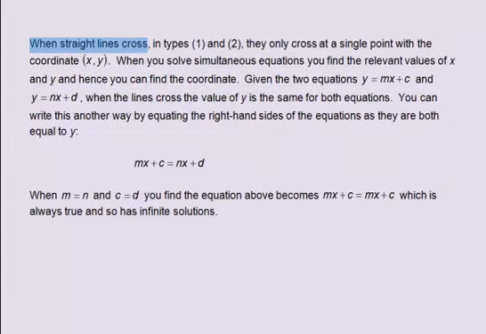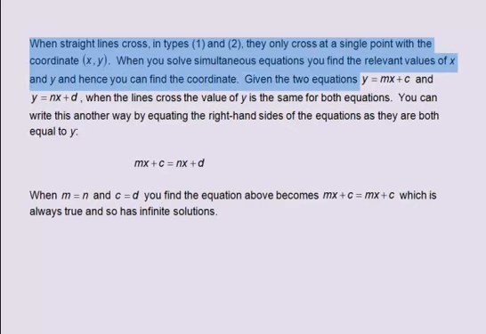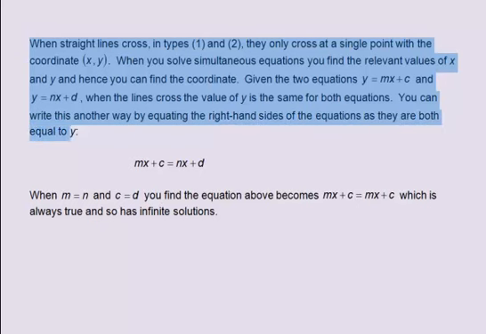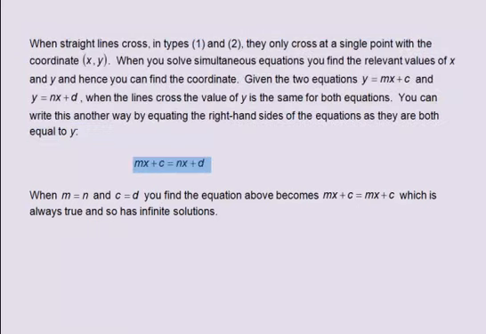When straight lines cross, in types 1 and 2, they only cross at a single point with the coordinate x, y. When you solve simultaneous equations, you find the relevant values of x and y, and hence you can find the coordinate. Given the two equations, y equals mx plus c and y equals nx plus d, where the lines cross, the value of y is the same for both equations. You can write this another way by equating the right hand sides of the equations as they are both equal to y: mx plus c equals nx plus d.